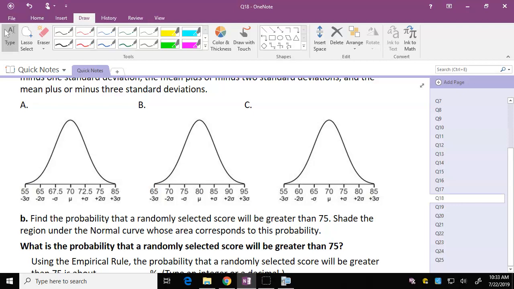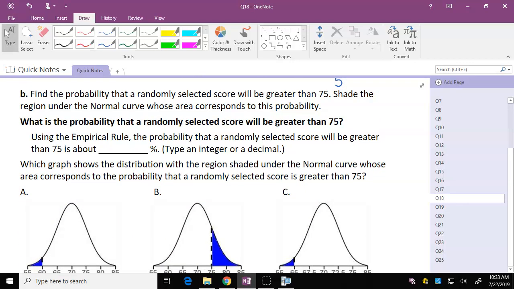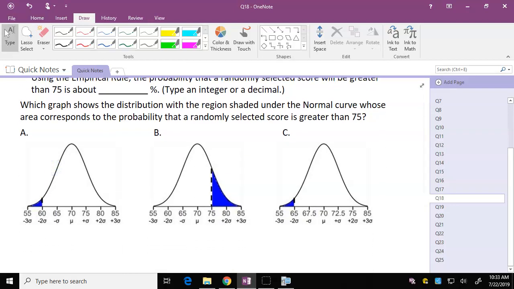C, right? Because the mean has to go in the middle. So that's our mean. And then everyone else is going up by 5s according to that standard deviation, because that is a distance of 5, and so on and so forth. Absolutely. So it is C. All right. So now it says find the probability that a randomly selected score will be greater than 75. Shade the region under the normal curve. Which one will it be? It's got to be B, because we want to be greater than 75, right?